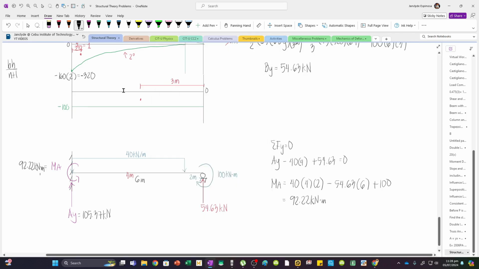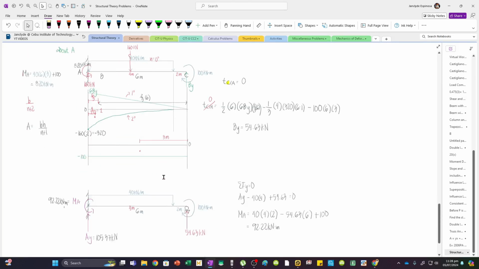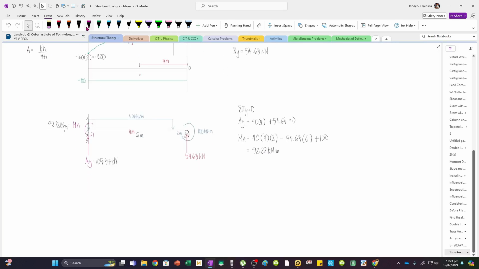Yan. So now, since we only want the slope, diba, the slope at 3 meters from the fixed end, then we only need the area. Diba, yung slope is defined by the area of the moment diagram by parts. So let me just write a line. This is 3 meters. And then let's form the moment diagram by part only up to this point to simplify our solution.